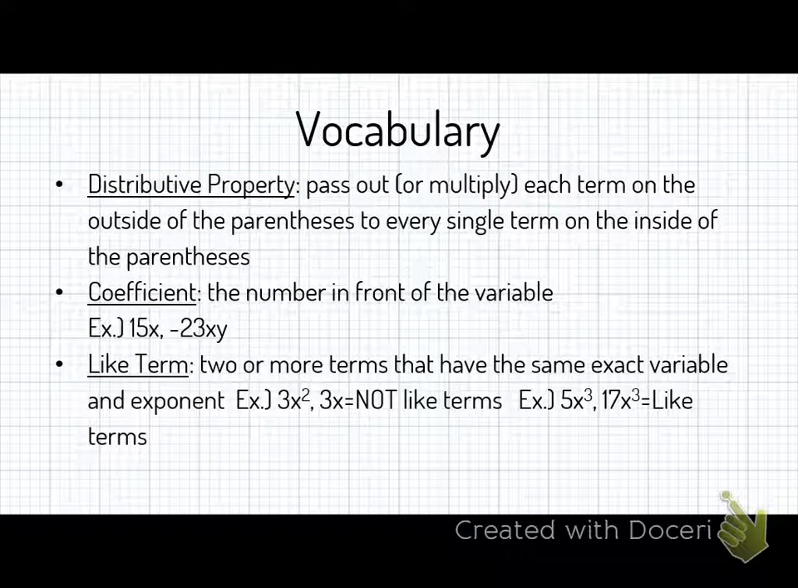Okay, next one. Let's do coefficient. Let's read that out loud. Ready and begin. Okay, good. So the number in front of the variable. Like if I look at this number down here, it says 15x. The number in front of the variable is the 15, right? And the 15 is being multiplied. Or this negative 23xy, the number being multiplied is negative 23. That is the coefficient. Let's all say coefficient. Coefficient. Okay. Good, Tommy.